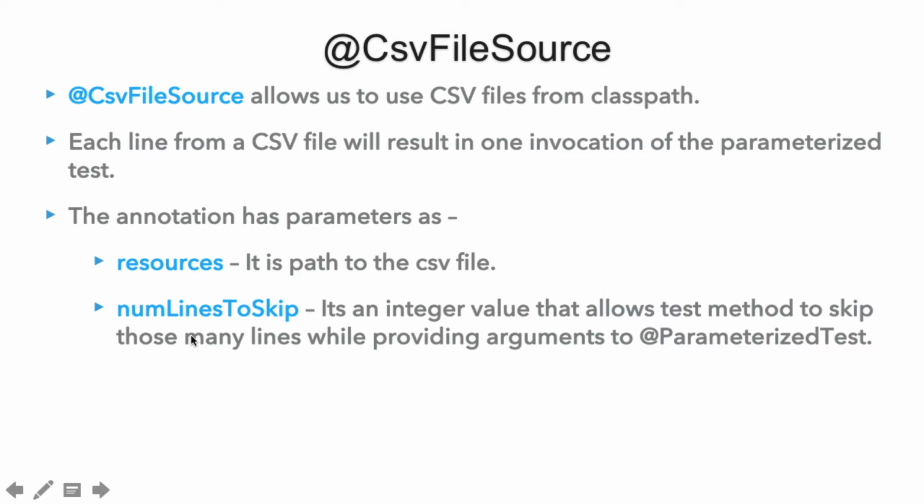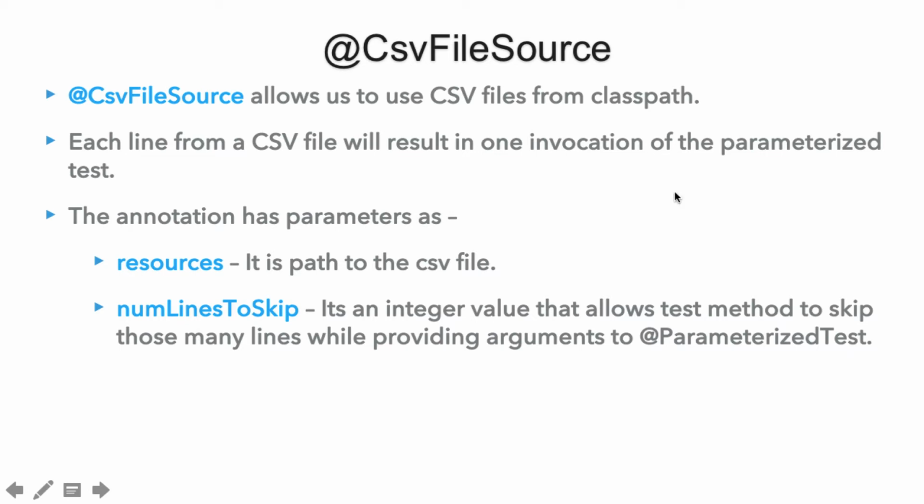The second parameter is numLinesToSkip. So here, this parameter takes an integer value which allows the @CsvFileSource annotation to read this CSV file after skipping this many lines, whatever the number we have provided. So here you can see that it's an integer value that allows the test method to skip that many lines while providing arguments to the parameterized test.